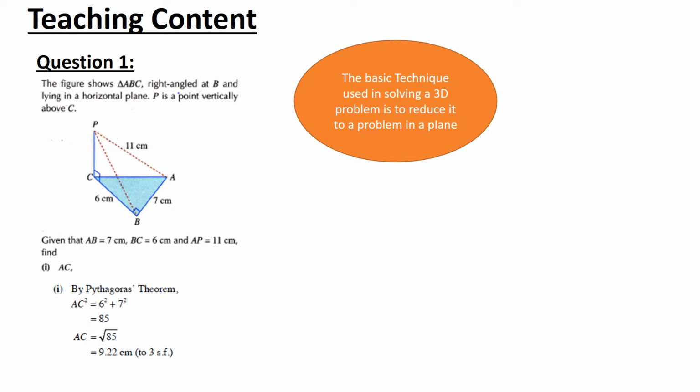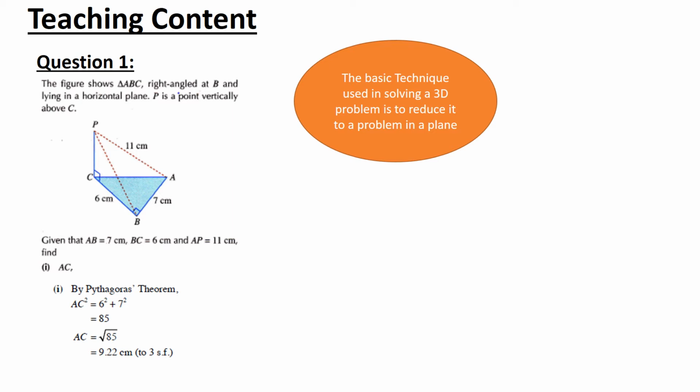The figure shows triangle ABC right angled at B and lying in a horizontal plane. P is a point vertically above C. Given that AB is 7 cm, BC is 6 cm and AP is 11 cm. We need to calculate the length AC in the first part.